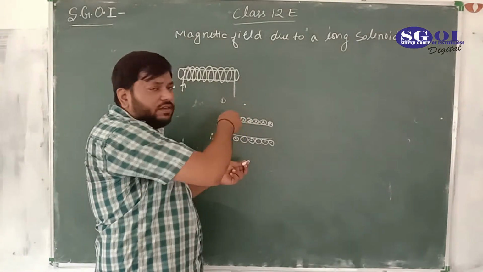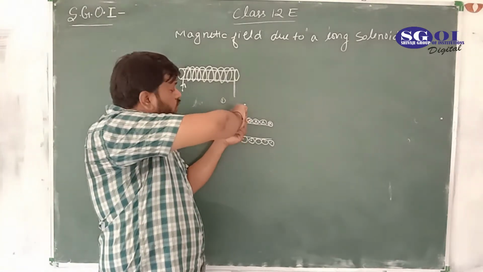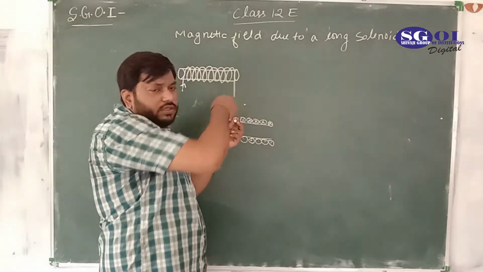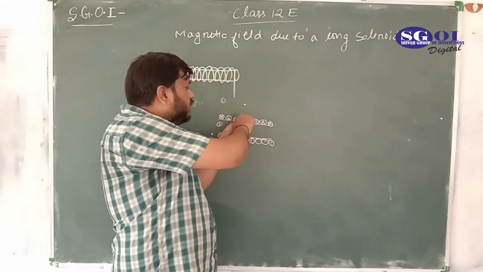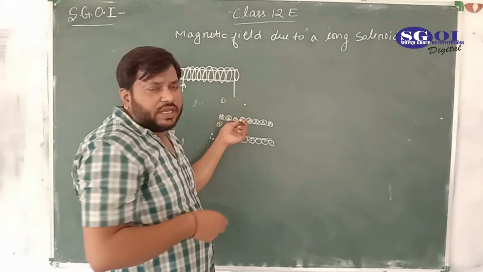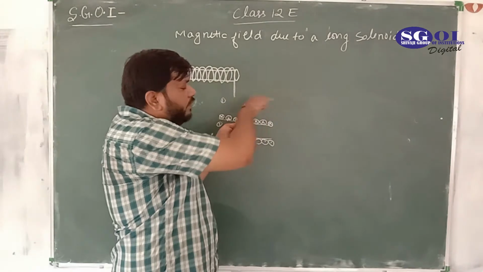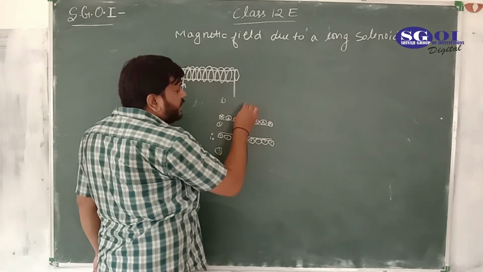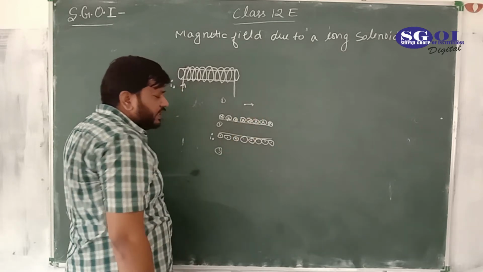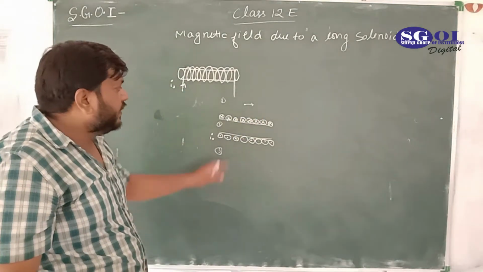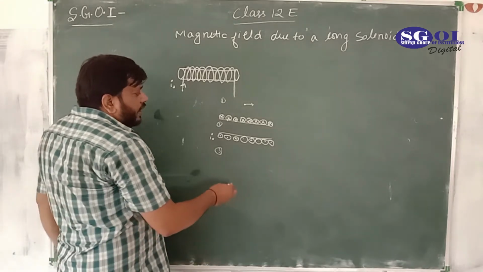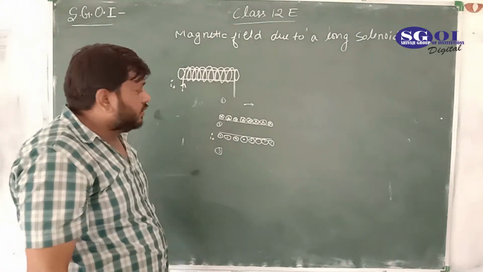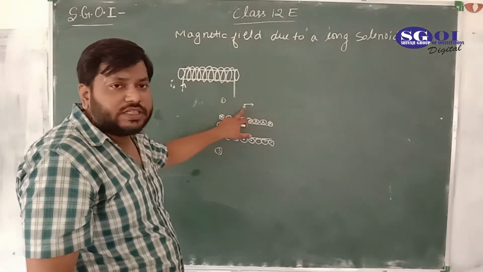Current is inward, so we would move the screw like this. In this way, this would go inside. So the screw is going inside in the direction of the current, and the upper part is moving in this direction. So because of these elements, the magnetic field is in this direction. And because of these elements, what is the direction of the magnetic field?